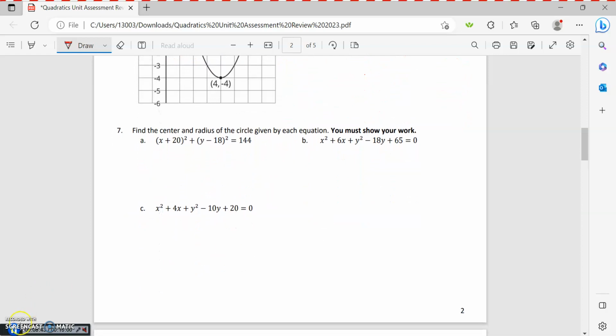Okay, that's enough for this video, because 7, woo, boy howdy. 7A is easy. It's B and C where we have to complete the square. So I'm going to go ahead and pause there, start a new video for 7, and we will start completing the square.